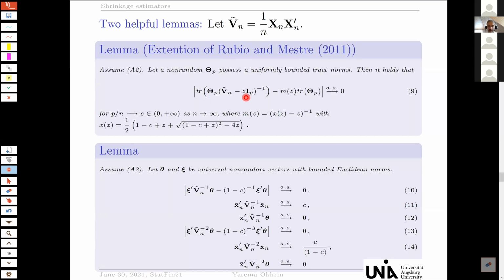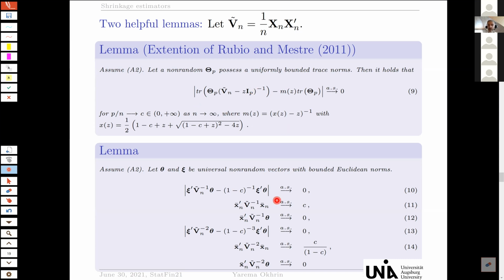They show that this quantity here converges almost surely to some m(z) times the trace of the matrix Theta_p. V_n is something like our covariance matrix up there. We subtract the target and take the inverse. And now this is very similar to what we had on the three slides on the random matrix theory. So it is some trace, and then we have something over here. So it is very similar to this Stieltjes transform of the empirical spectral density.